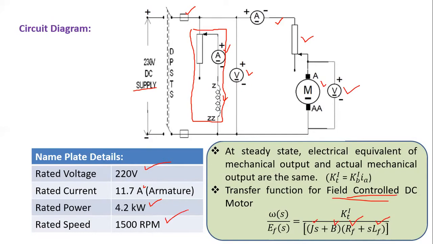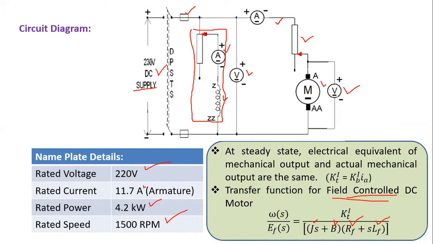And coming to the procedure. First we cross-check the connections, everything. If the connections are okay, then we need to cross-check the positions of the rheostats. Coming to the field rheostat, the field rheostat will always be at minimum resistance position. And the armature rheostat will always be at maximum resistance position. Once the positions of the rheostats are okay, then we will turn on the supply.